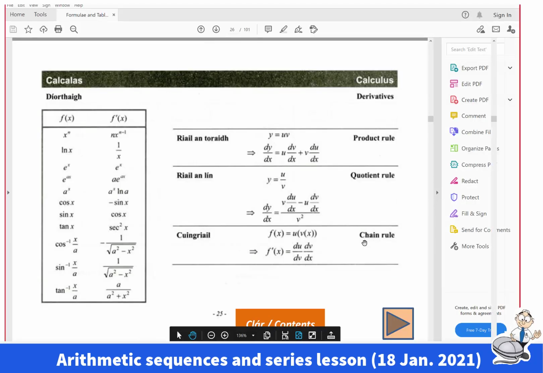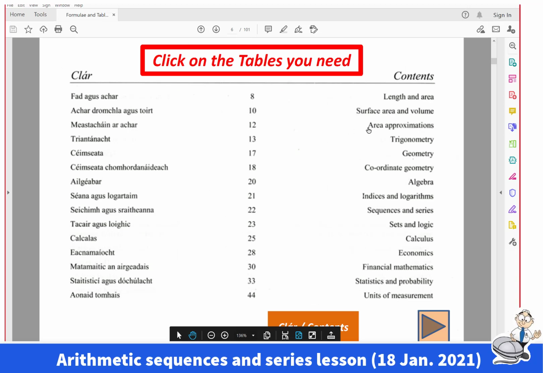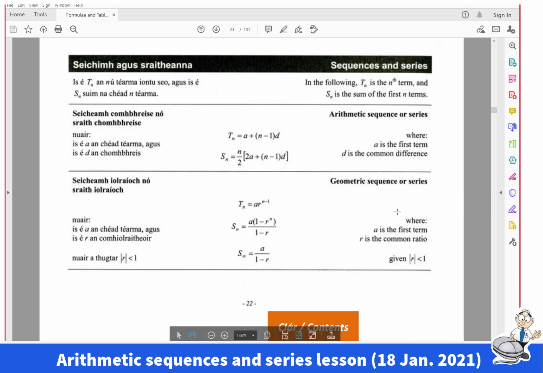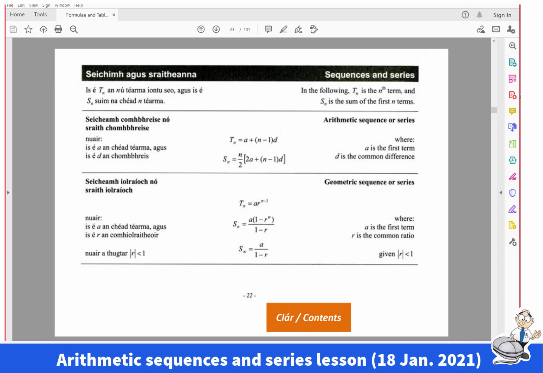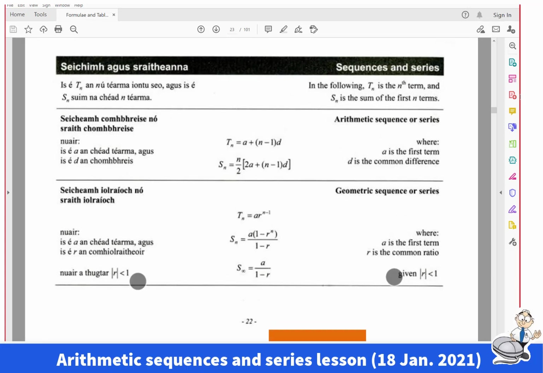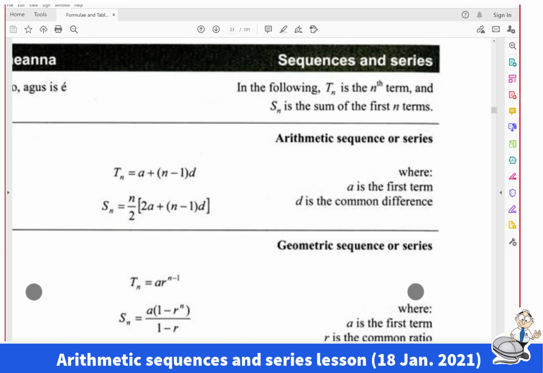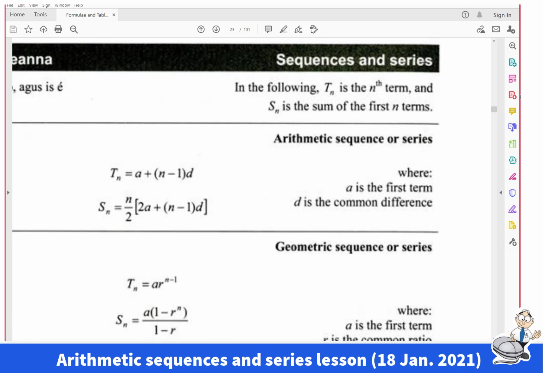If you're in the formulas and tables book, you'll see there's a section in it on sequence and series, and that's on page 22. And on page 22, can you see where it says arithmetic sequence or series, there are just 2 formulas there. There's a formula for term n and a formula for sum n. What was nice about the last question we've just done is that we were using both of those formulas with information that we were given. That would be, I think, a typical type of question to expect on the Leaving Cert. When you see arithmetic, straight away have those 2 formulas ready in your mind.